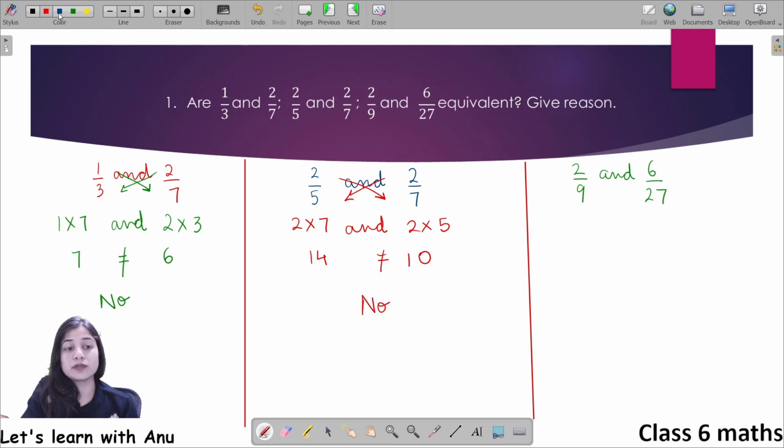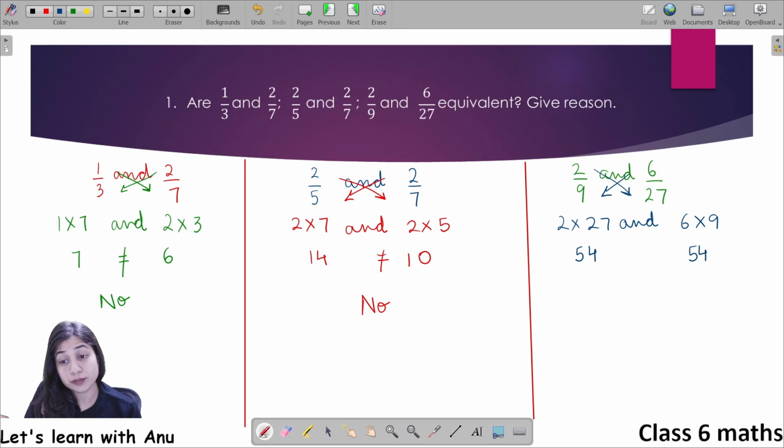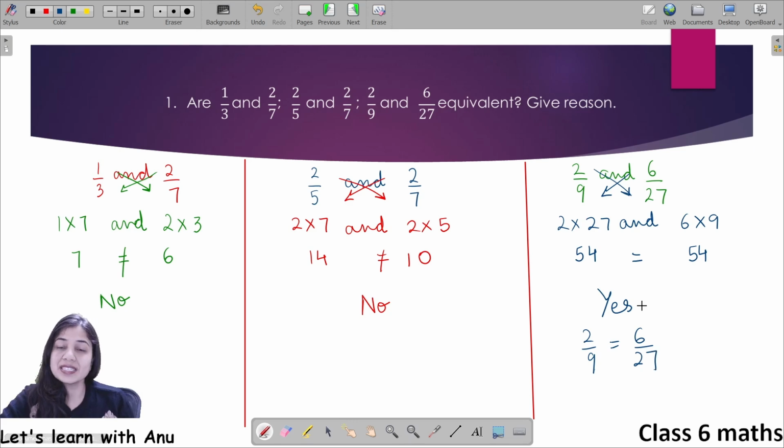Let's do the last part. Again, we are going to find the product of 2 and 27 and 6 and 9. So 2 into 27 is 54 and 6 into 9 is also 54. 54 equals 54. So the answer is yes, they are equivalent fractions. 2 by 9 is equal to 6 by 27. Now let's move to the second question.